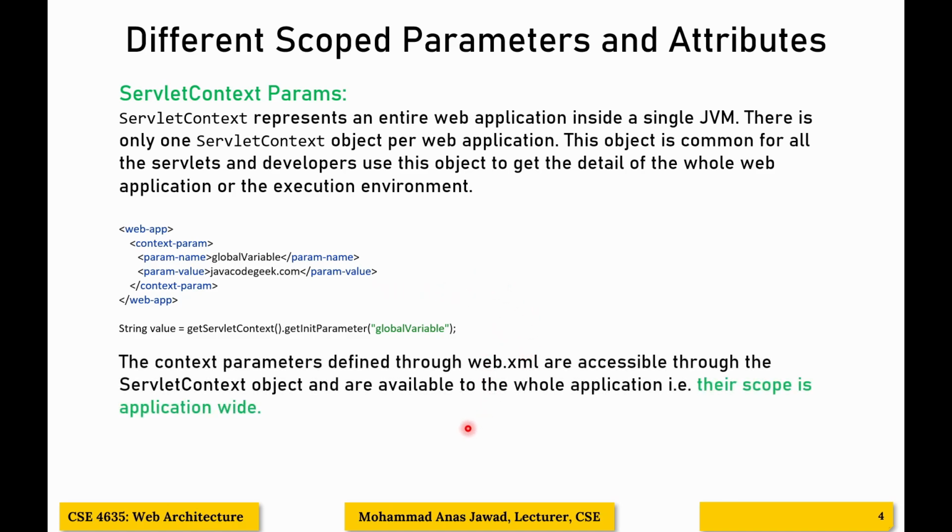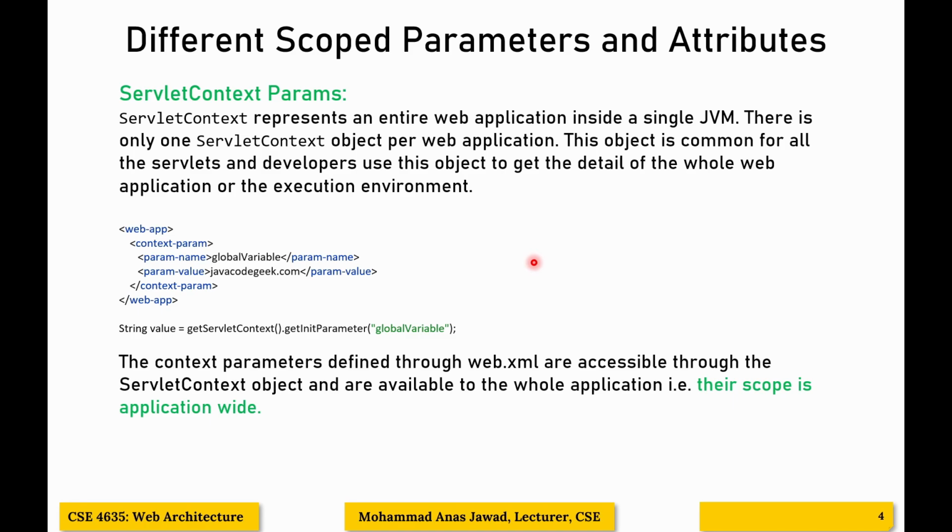So from this, we understand that the context parameters defined through web.xml are accessible through the servlet context object and are available to the whole application. So we can say that the scope of these servlet context parameters is application-wide. Now, in case of the servlet context object, it is possible to set both parameters as well as attributes. The difference between servlet config and servlet context is the presence of attributes in case of servlet context. You cannot have both parameters and attributes when it comes to servlet config, but you can have both parameters as well as attributes when it comes to servlet context.